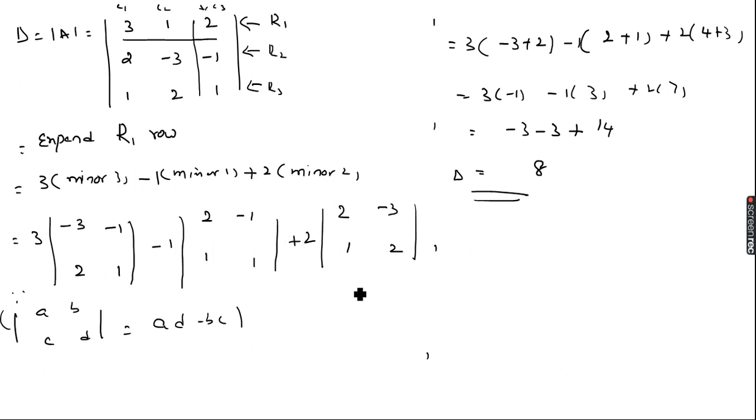So here we write it as a minor. The minor of Aij is nothing but deleting the ith row and jth column.